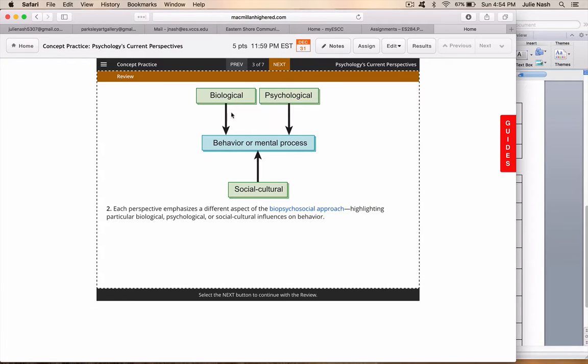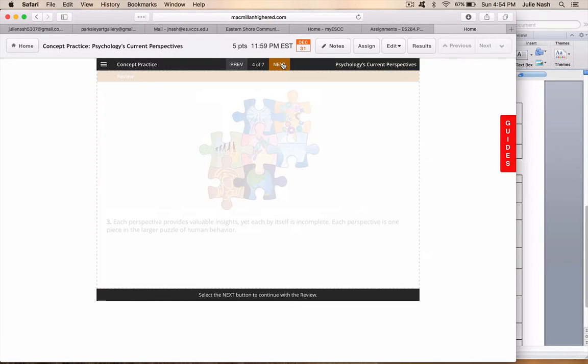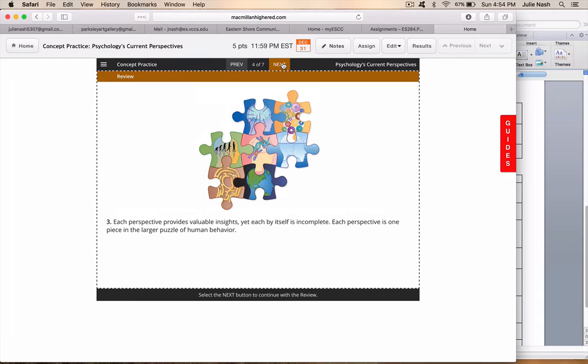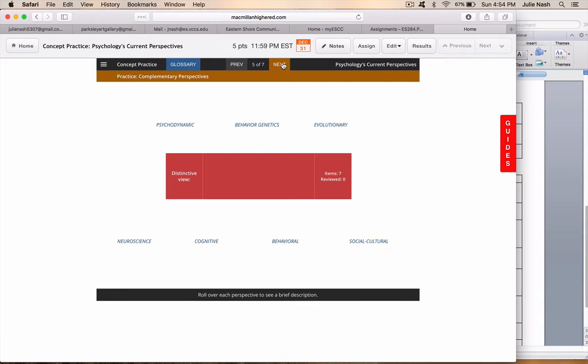And it's telling you how they're related. Okay, so you take the biological, you take the psychological, and then you have some kind of behavior and mental process. And then also you have the society, your peers, cultural values also working towards those behaviors. So you're going to read the chapter before you look at these. It's kind of just bringing it all back together.